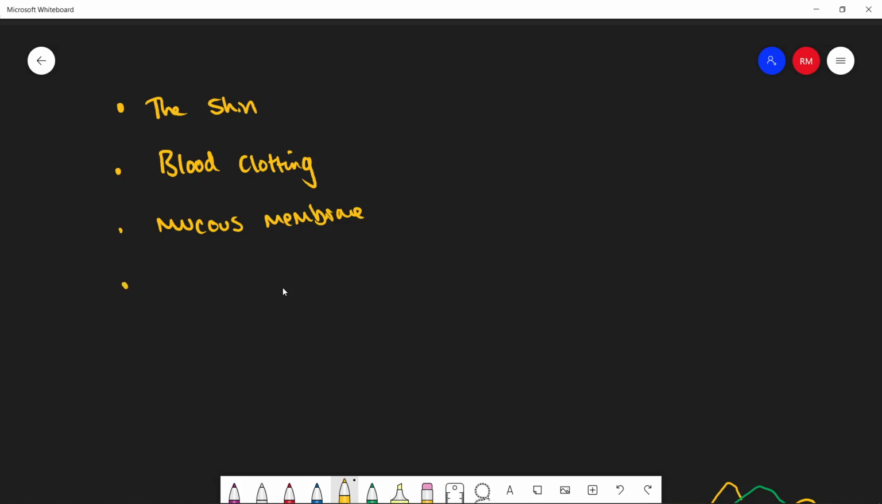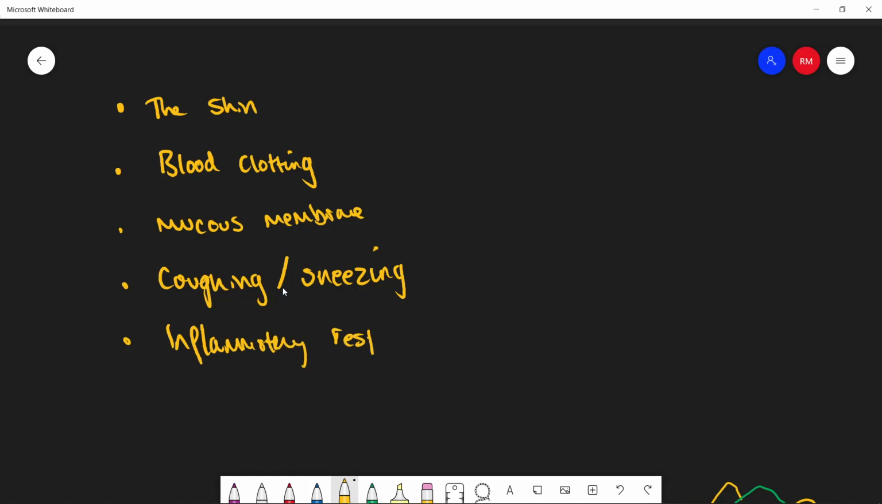And so we're going to look at 5 major primary defenses, and these are going to be the skin, blood clotting, the mucous membrane, responses, so for example coughing or sneezing, and also the inflammatory response. So we'll look at these in order.